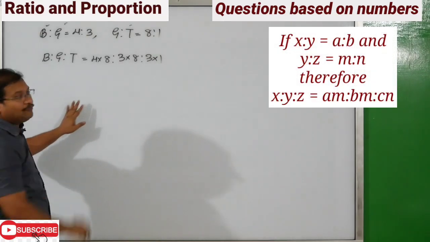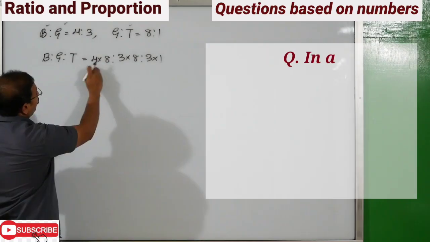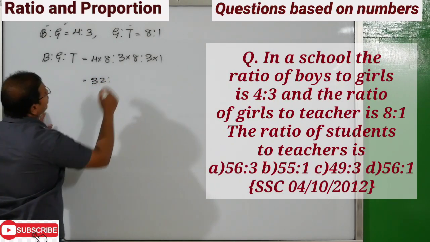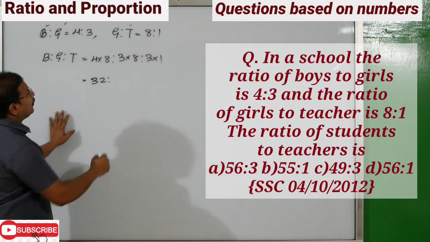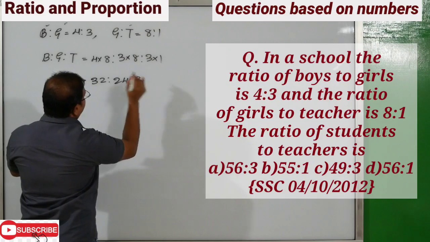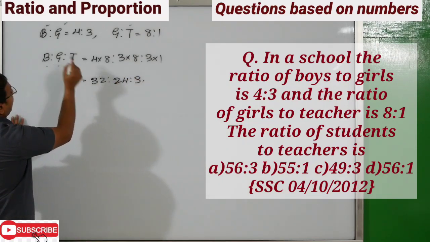Ready? You check that formula. Please study the formula and keep it. Ready? Now this equals 4 8s are 32 is to 3 8s are 24 is to 3 1s are 3. Ready? This is the ratio of boys, girls and the teacher.